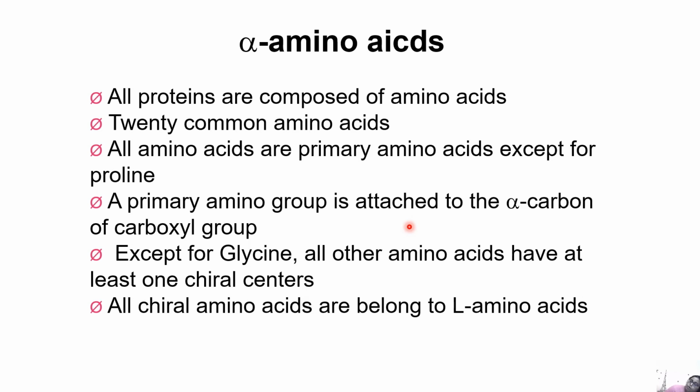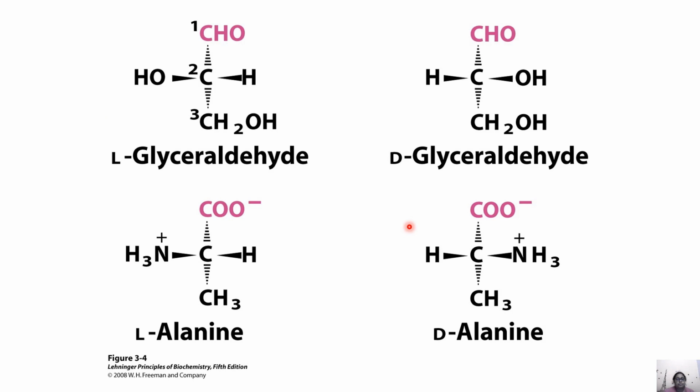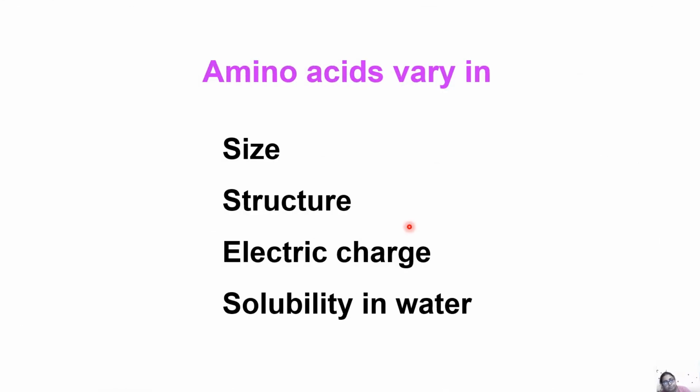Except for glycine, all other amino acids have at least one chiral center. All chiral amino acids belong to the L amino acid group. Since glycine has two H groups attached to the C alpha carbon, that's why glycine does not have any chiral centers. So if you see, these are the structures of L-glyceraldehyde, D-glyceraldehyde, L-alanine and D-alanine. You will figure out the difference.